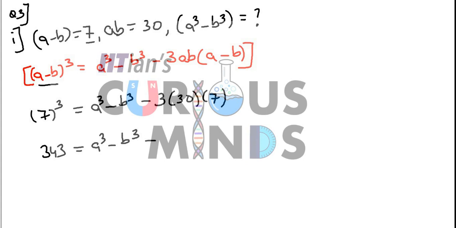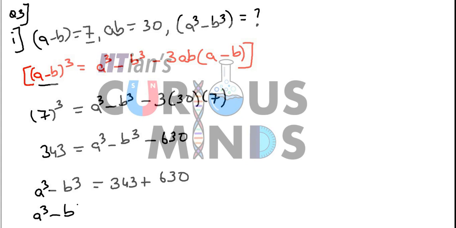3 3s are 9, 9 7s are 63. So minus 630, and the value of a cube minus b cube is 343 plus 630, and a cube minus b cube is equal to 973, which is my final answer.